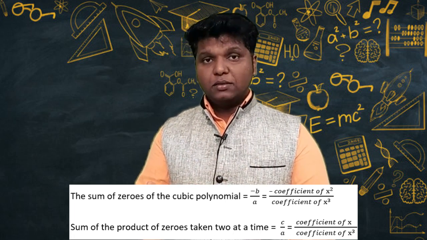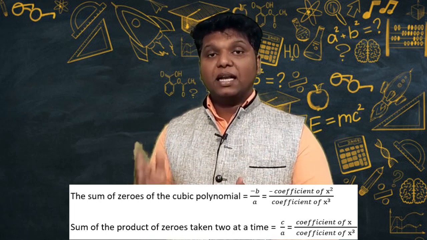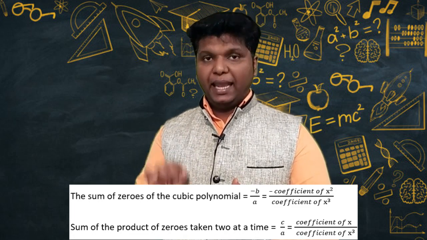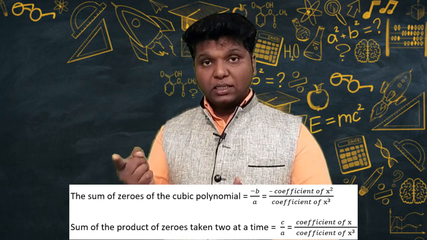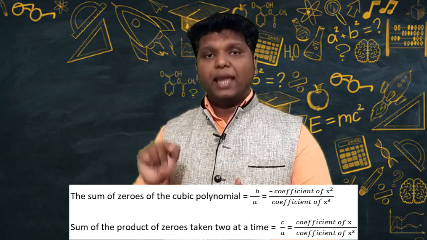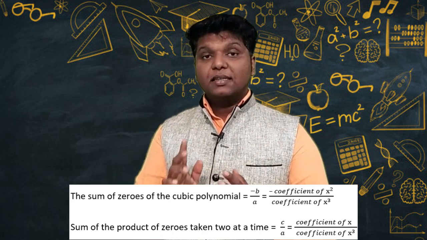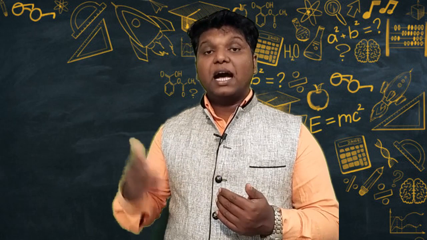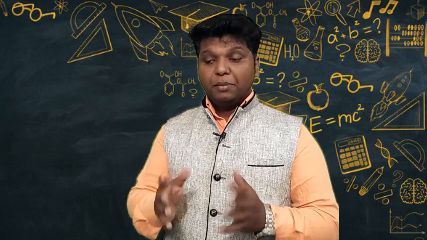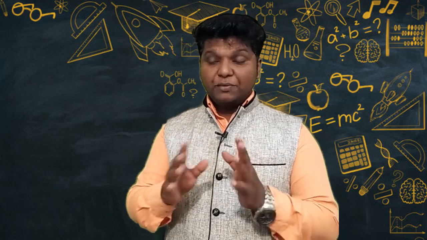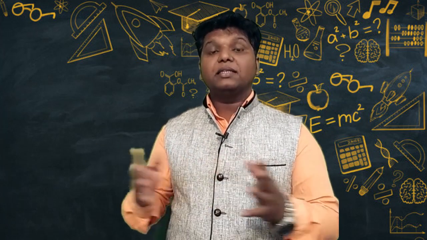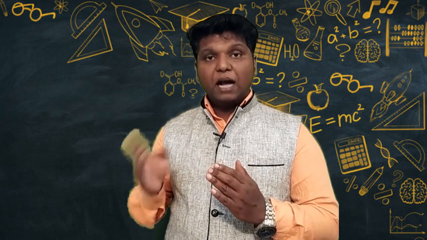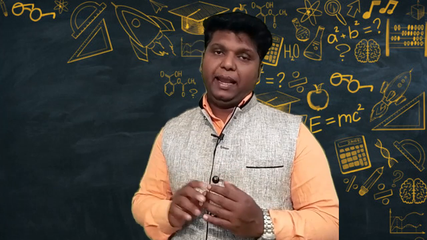What about the product of the roots? Product of the roots means alpha, beta, gamma. Alpha into beta into gamma is equal to minus d by a. What is minus d? Minus of the constant term divided by the coefficient of x cube. That is the product of roots. One more thing is there: alpha beta plus beta gamma plus gamma alpha, that means if you take two zeros at a time and add the whole sum, is equal to c by a.